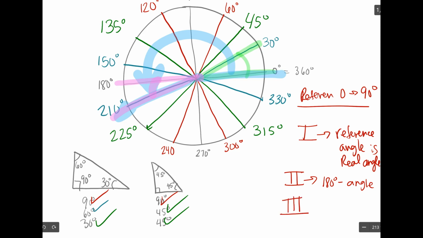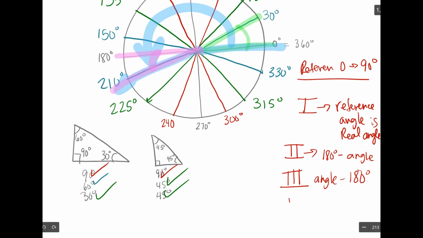In quadrant 3, just like what we did, I do the angle minus 180, and that will be your reference angle. So here I had 210 minus 180 is 30 degrees. And if I have an angle in quadrant 4, I say 360 minus my angle. Notice I'm always dealing with the x-axis, between your terminal ray and your x-axis. It's like a little cheat sheet.